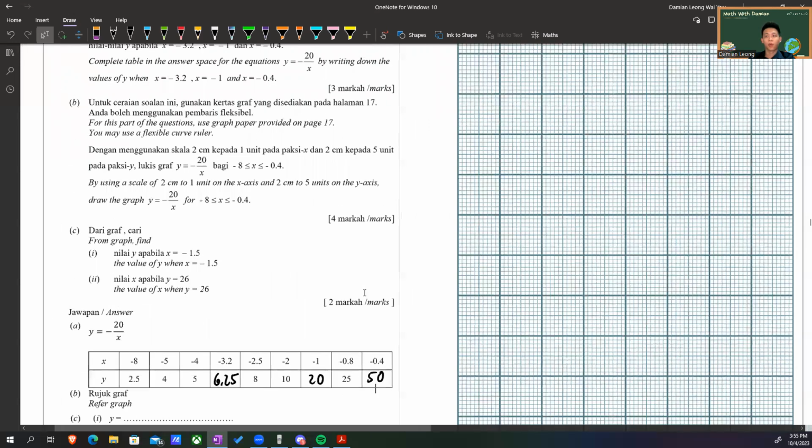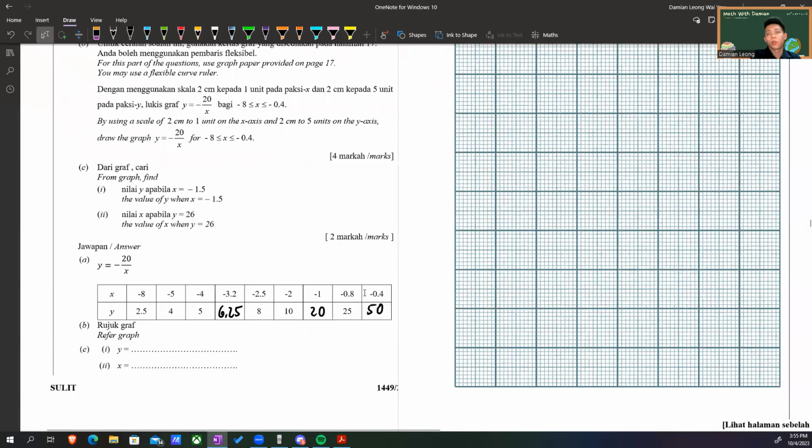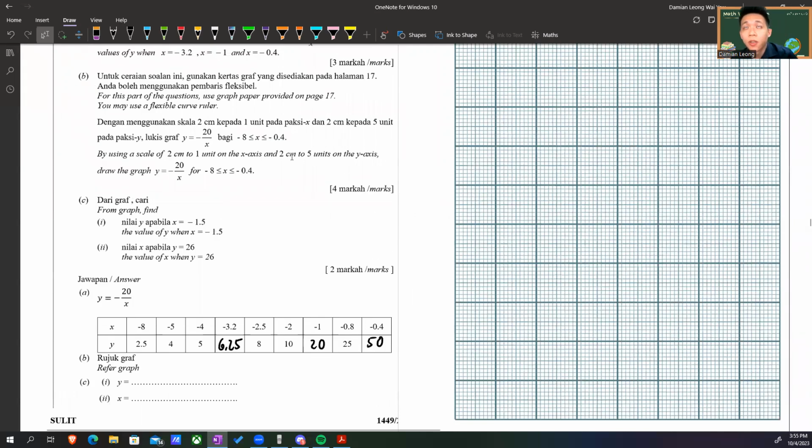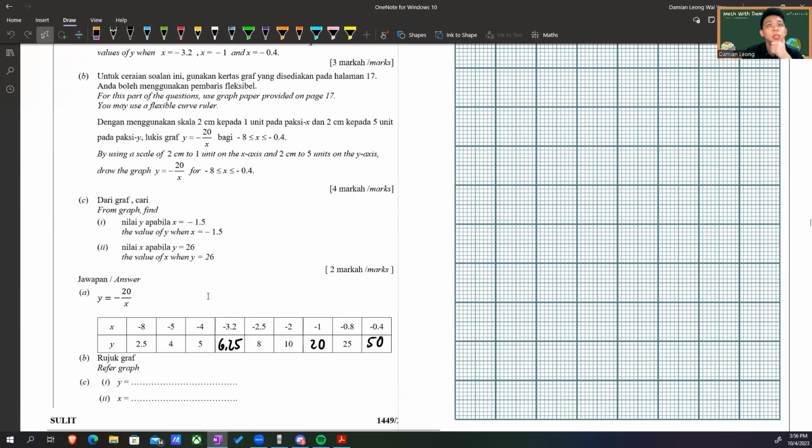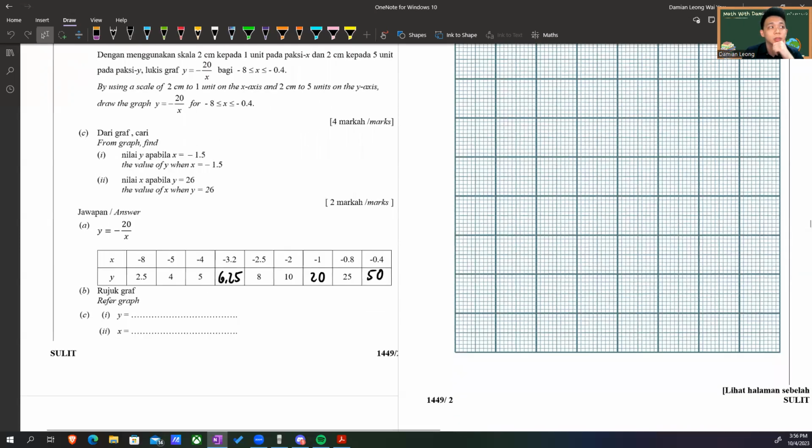So draw the graph y equals -20 over x, for x values between -8 and -0.4. So 2 cm to 1 unit on the x-axis. The lowest is -8, so I have to go to -8. My y value doesn't go less than 0, so it's okay to put my lowest x here.